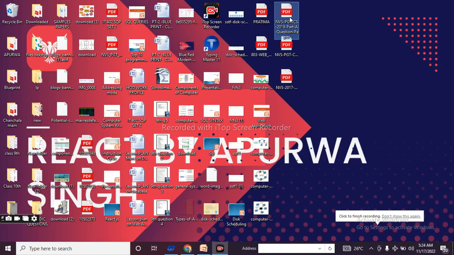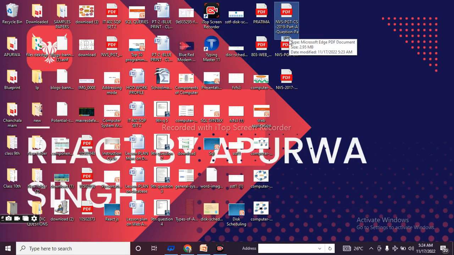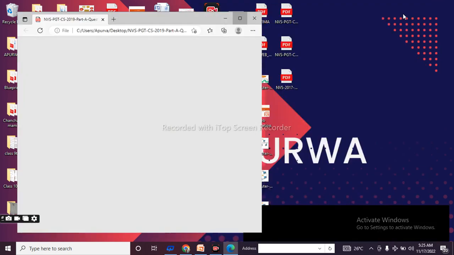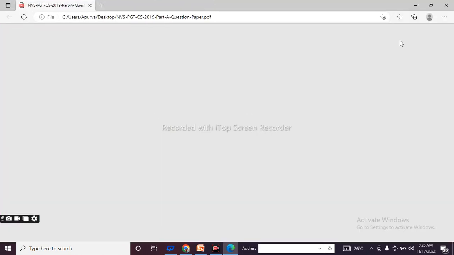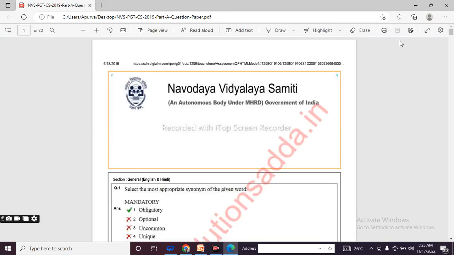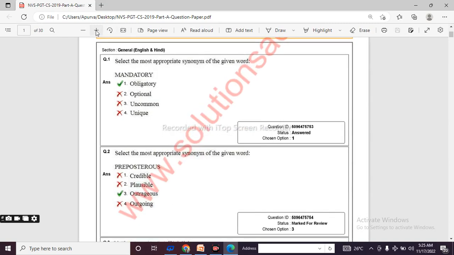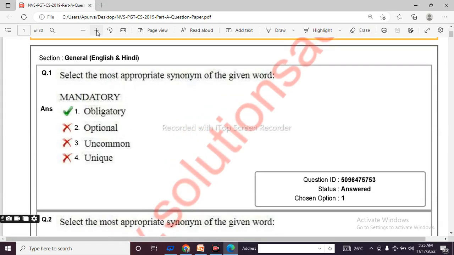Hello students, today I am going to discuss questions of PGT Computer Science, Navodaya Vidyalaya. As you know, we have a few sections to cover: reasoning will be 10 marks, computer literacy will be 10 marks, Hindi will be 10 marks, English will be 10 marks, and pedagogy will be 20 marks. But Hindi and English will be of qualifying nature. And the subject concerned, that is computer science, will be 80 marks. So here I am going to discuss a few of the question papers.